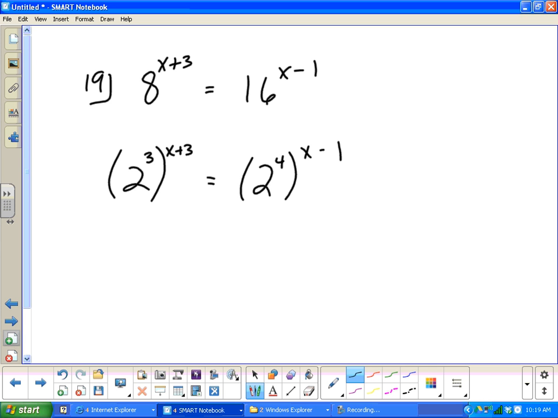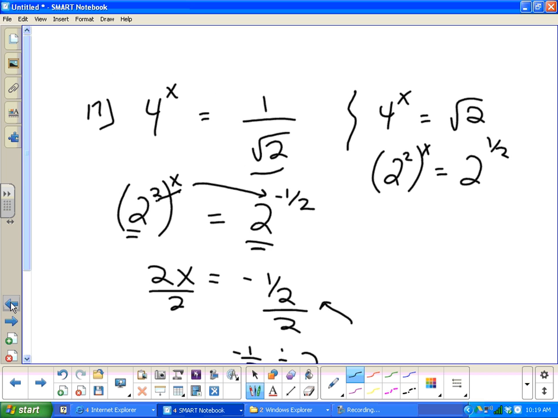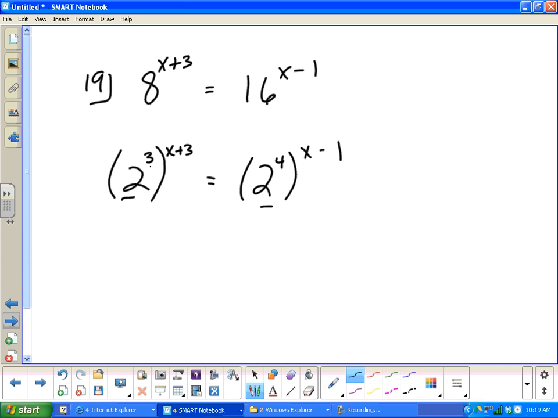Now, since the bases are the same, then the exponents are equal. Remember the question I asked y'all on that last example about what you do right here? You take the exponents and you multiply them when you do a power to a power. So, when I multiply 3 times x plus 3, I need to distribute. It would be 3x plus 9. And over here, this would be 4x minus 4. Now, when it comes to solving them with a common base, it's probably like the hardest one. Now, we'll solve it.